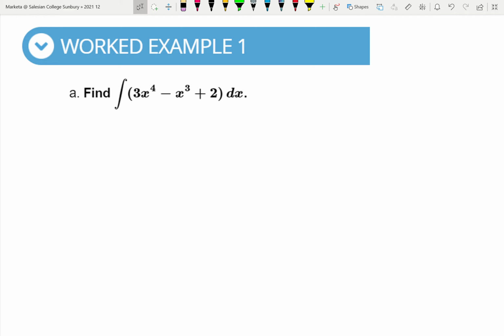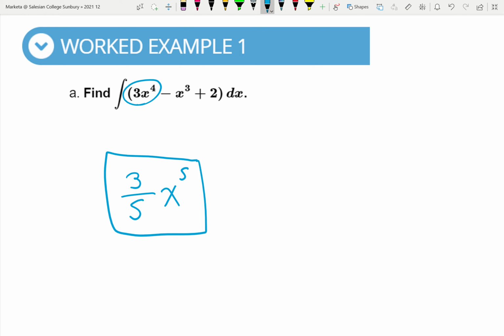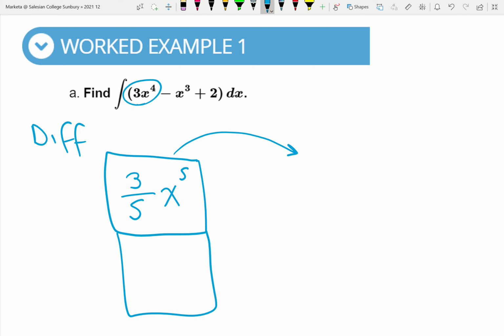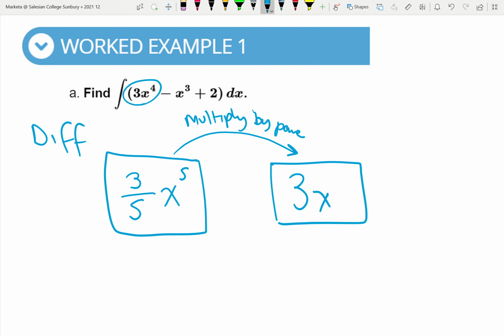And the way I like to think of it is, well, let's take this 3x to the 4 here. If I anti-differentiate that, it would be 3/5 x to the 5, as you might remember from Year 11, but if not, don't worry, I'll explain in a minute. And what we would do if we were going to differentiate, then we would say, well, multiply by the power. So we'd say 5 times 3/5, and that would give us 3x to the 5.